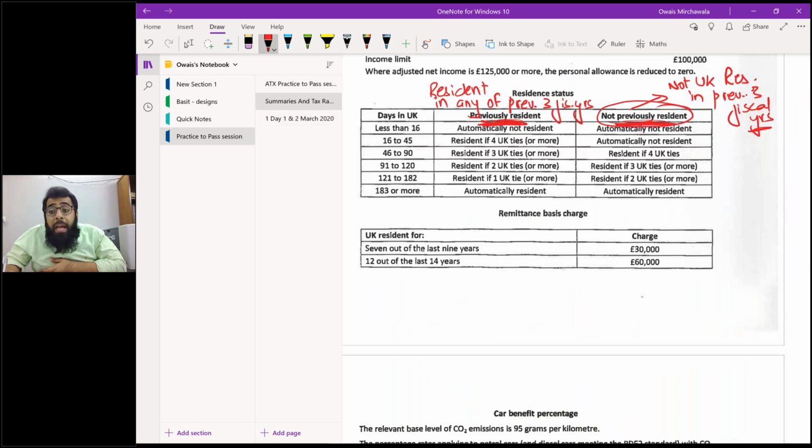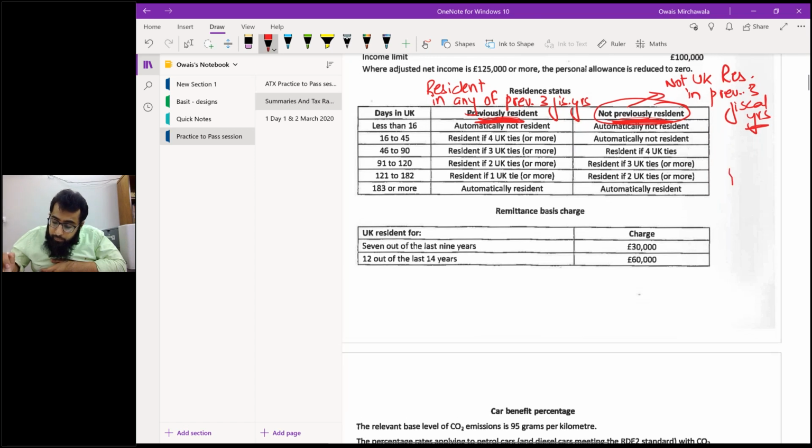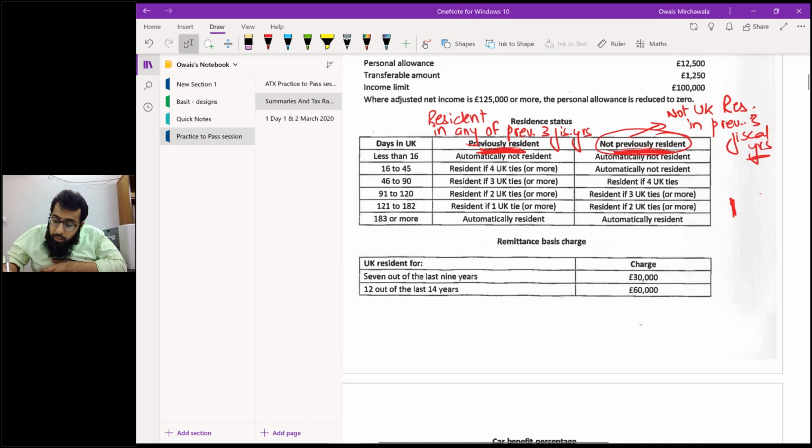How many days does he plan to live? He planned to live how many days? 115. So 115 means this row. How many ties does he need? He needs at least 3 ties. Does he have 3 ties? Does he have 3 ties with UK?